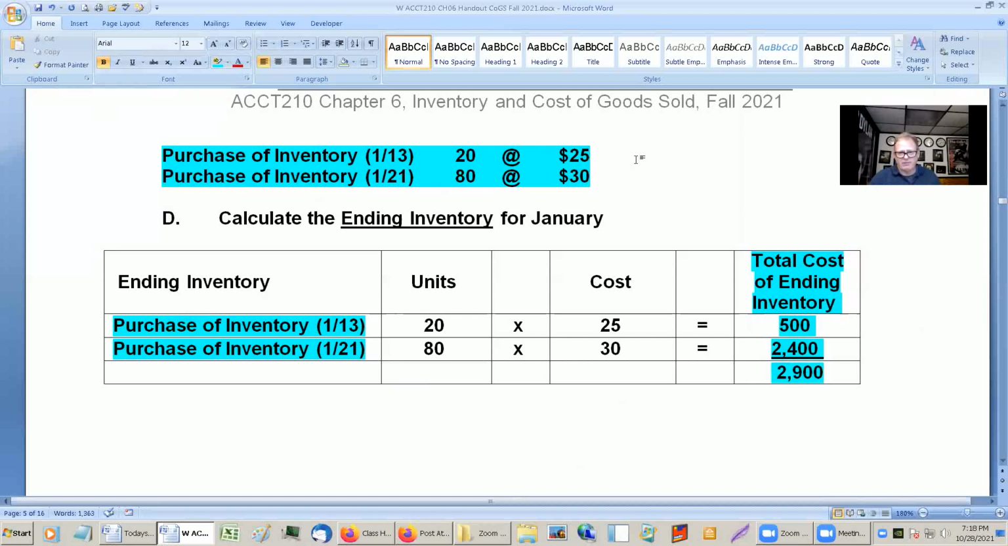Starting in February, this will be the first one in. This 13, these 20, we have a 25. We'll sell those first, and then work on this layer and so on.